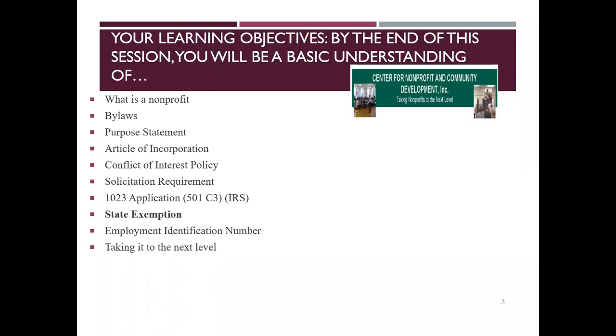So the first part of the workshop, and an objective that you should know by the end of the workshop, is: what is a nonprofit? What are bylaws? What's a purpose statement? What are articles of incorporation? What's a conflict of interest policy? What are solicitation requirements? Every state requires that you complete certain documents when you solicit donation of money. What's a 1023? And which is a 501c, which leads you to your 501c3 status. What are state exemptions? Not every, but most states have exemptions where you can waive sales taxes.